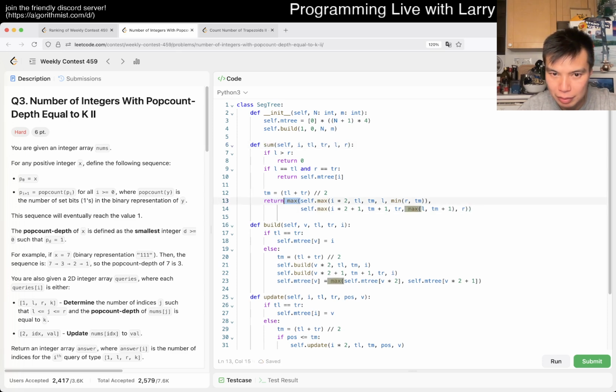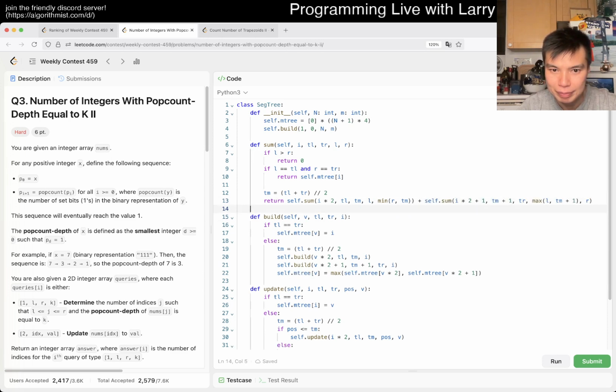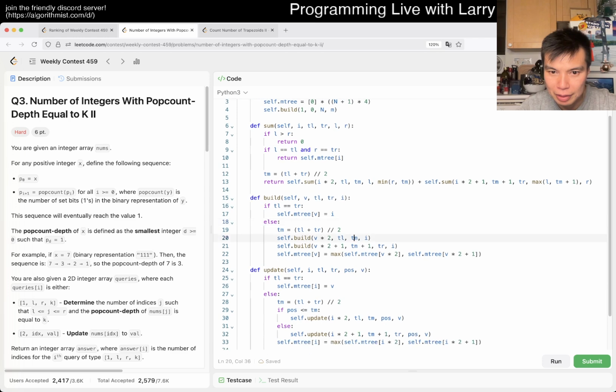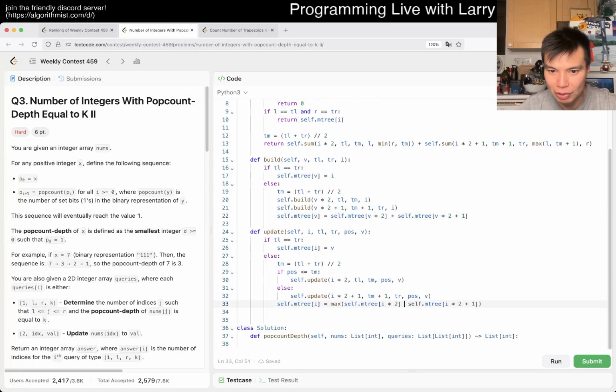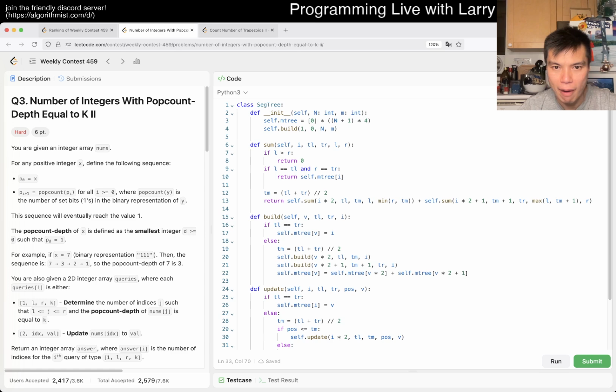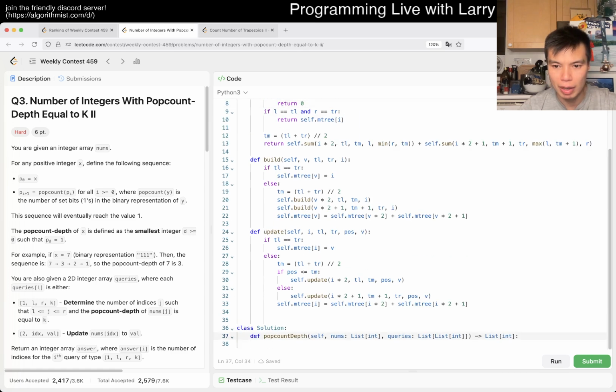I don't have the template for everything, so it is what it is. Self.sum. Maybe I should have the do plus do. Okay, right. Some people do have a template for generic functions, if you will. But I think this is all. I don't think there's anything too crazy for max or sum segment tree. Yeah, it's okay.